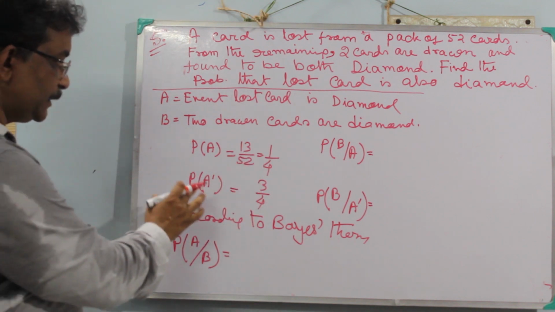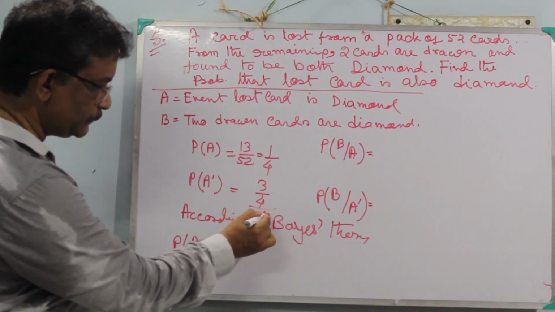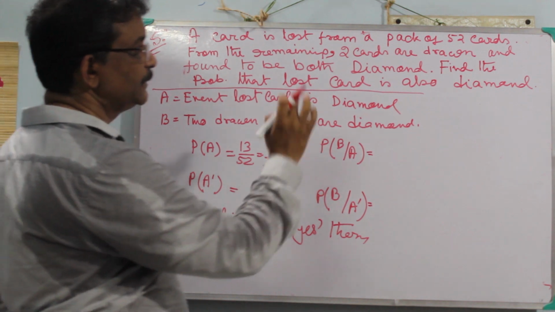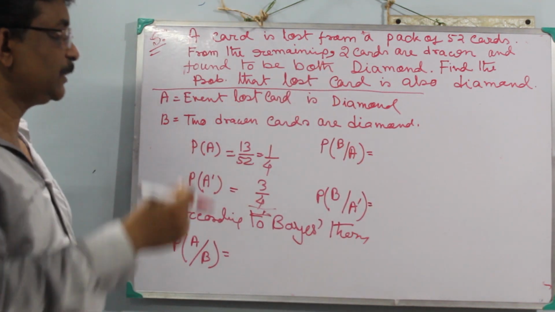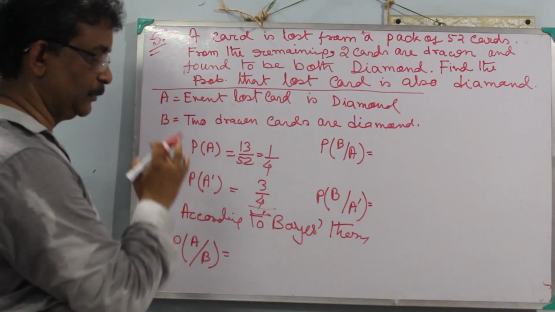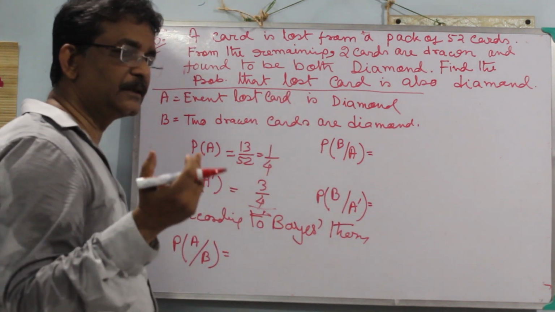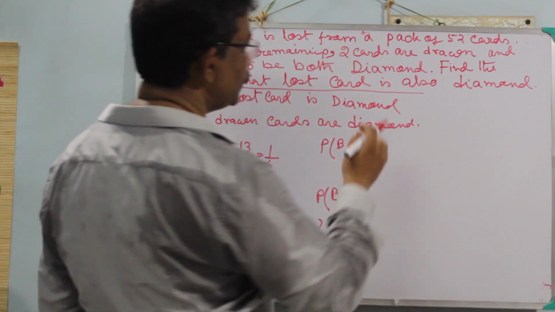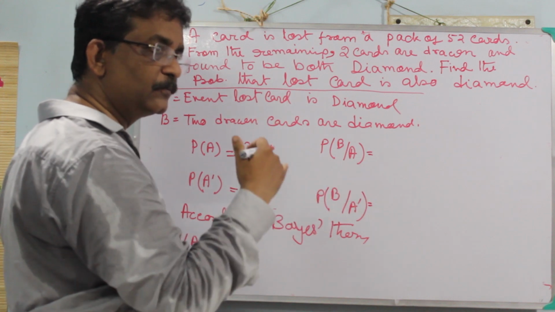And the probability that it is not diamond is 3 by 4, and total you see 1. Okay. And what is the probability that when 2 cards are drawn, both are diamond? When the lost card is diamond, how many diamonds remain? 12.